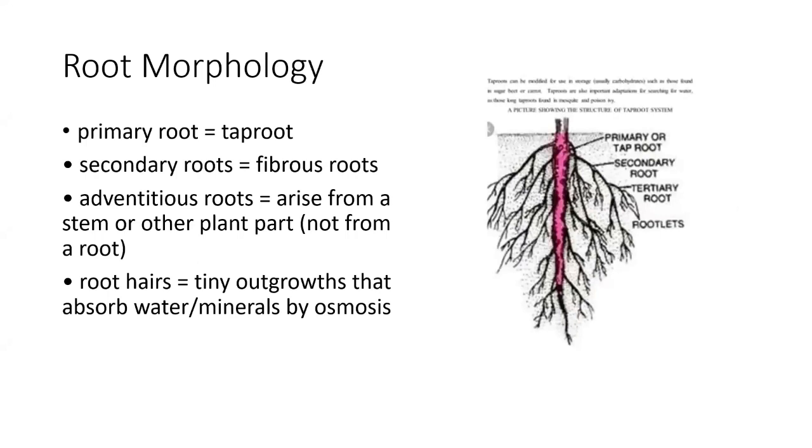A little bit of root morphology, or those root parts. Primary root, also known as a taproot. Then we can have secondary roots. Those are often the fibrous root. Adventitious roots, those actually will arise from a stem or other part of the plant, not necessarily the root. And then we have little root hairs. Those are often little tiny outgrowths that will absorb water and minerals very quickly.